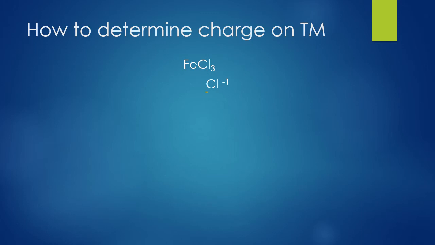So if I know that chlorine has a -1 charge, well, how many chlorines do I have? The subscript tells me that. I have 3 chlorines. So what's the total negative charge that I have? Those 3 chlorines tell me I have a total charge of -3. So what I need is for this chemical formula, this compound, to be neutral. I know it's neutral because there's no charge on it when it's in its chemical formula.